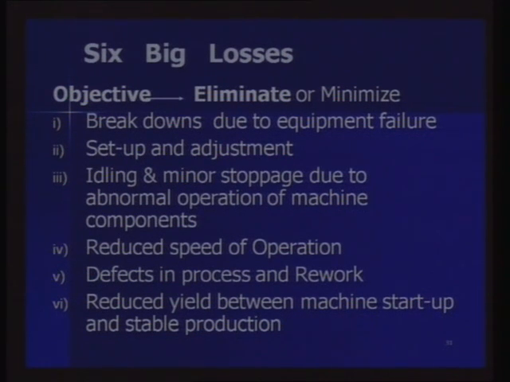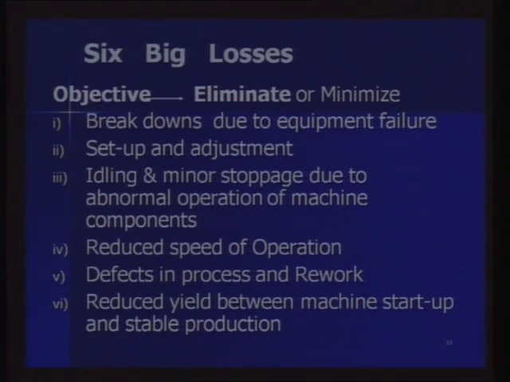Defects in process and rework. Rework is also another kind of loss. So intuitively we take care of the quality of the production also. Reduced yield between machine startup and stable production: how much time does it take to reach stability of production? So these are the six big losses.